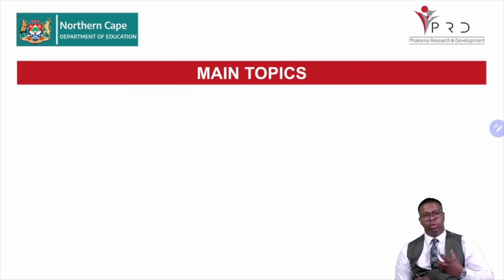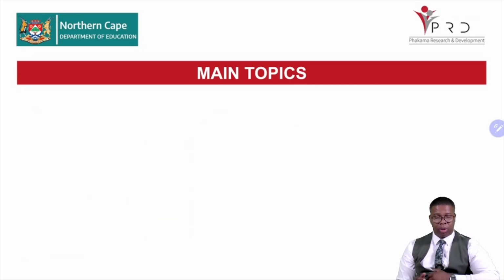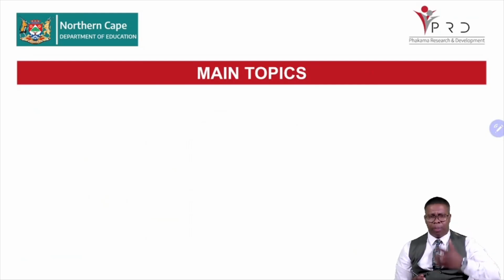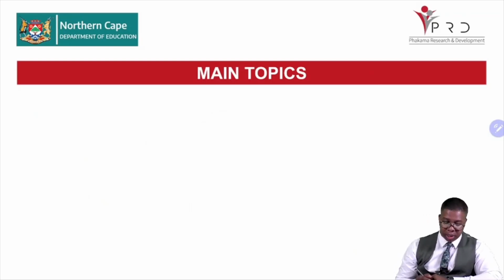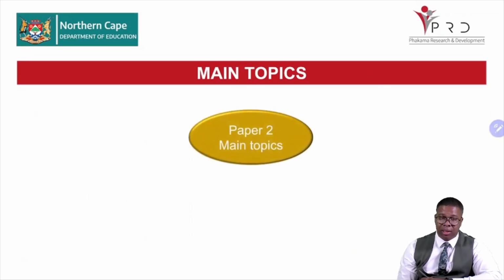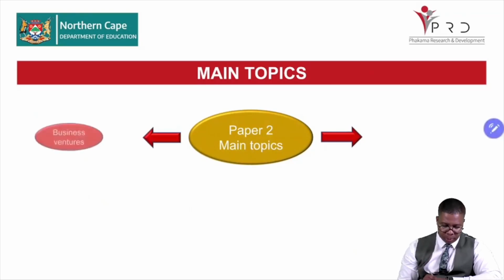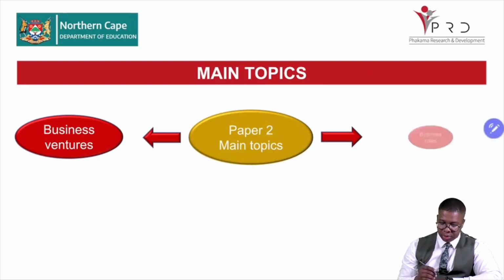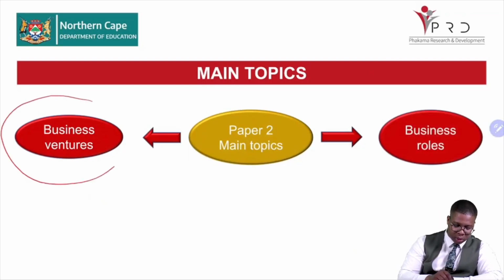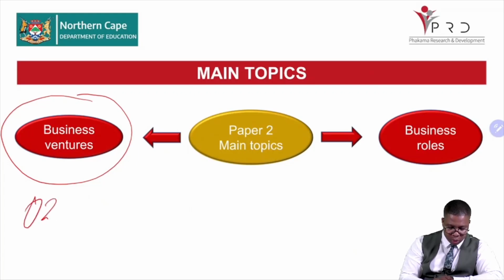Now, we look into the main topics, which is the second part of our lesson, whereby we tell you what main topics we are dealing with, and we also look into subtopics under each main topic. Remember, the focus is on business ventures. We are going to have a lesson on business roles as well, but now we are looking into business ventures. Business ventures will be assessed in paper 2 together with business roles, but the focus is on business ventures, which will be assessed in question 2, question 4 as a miscellaneous, and question 5 as an essay.